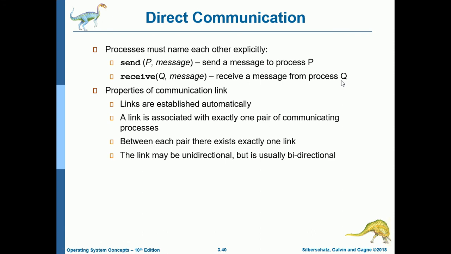And then properties of communication link. Links are established automatically. A link is associated with exactly one pair of communicating processes. So that is the direct communication. And between each pair, there exists exactly one link. The link may be unidirectional, but is usually bidirectional. So bidirectional, P can send and receive, and Q can also send and receive a message. So again, direct communication is strictly for one pair of communicating processes.